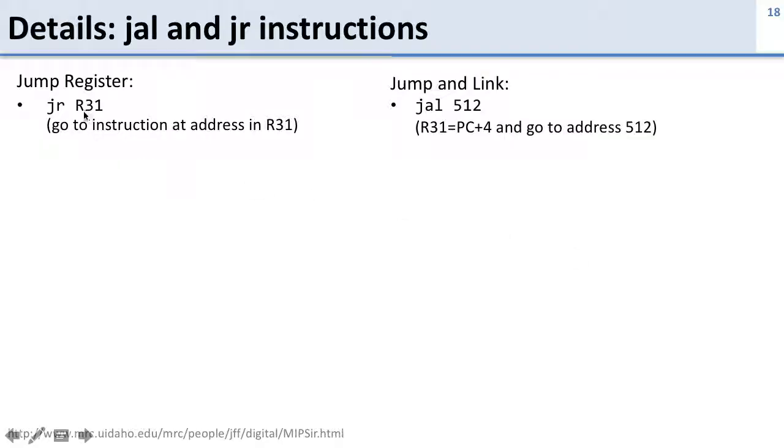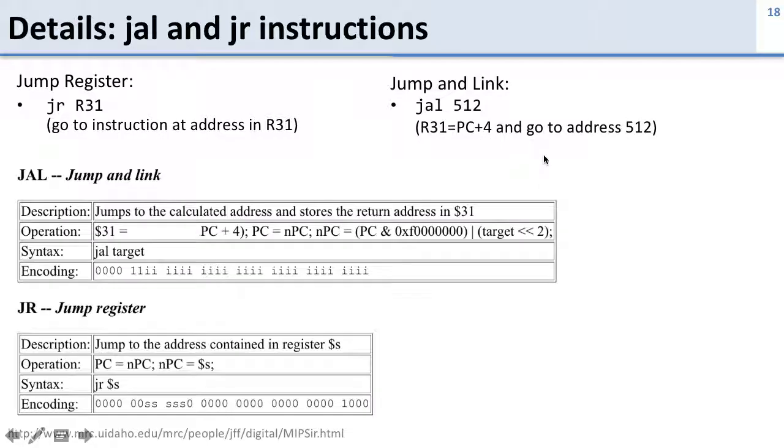JR, jump register, just goes to a register. It's going to take the address in the register, and go to that address. Jump and link is going to go to the constant we have here, and take the next address and store it in the register file. So let's take a look at how they're encoded.